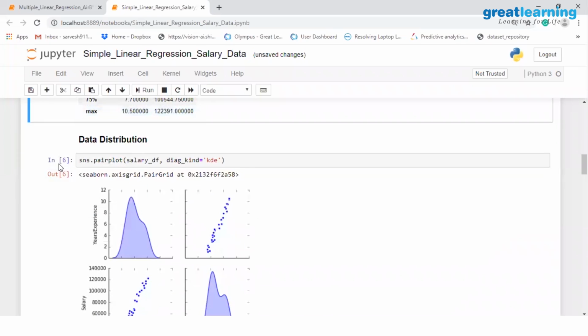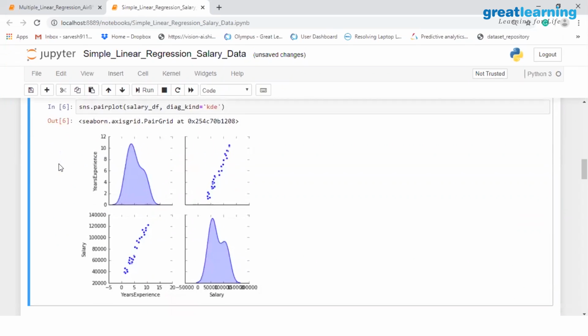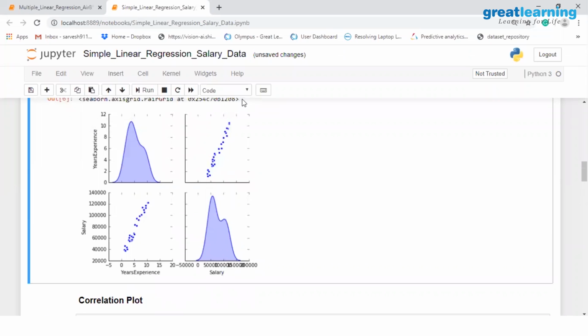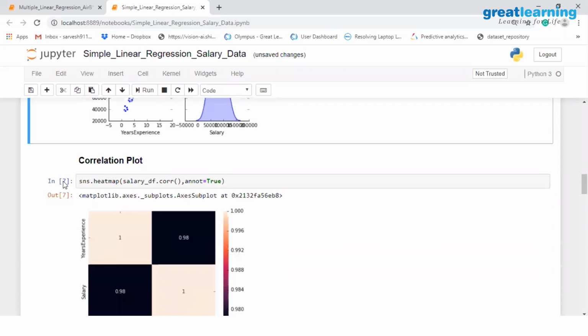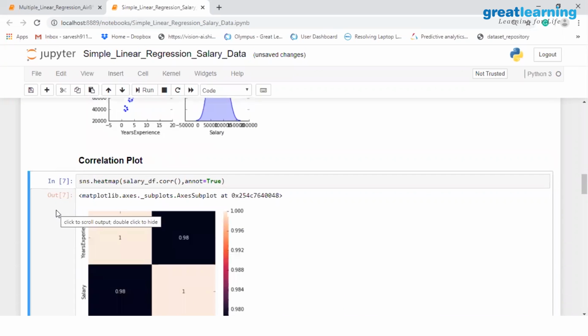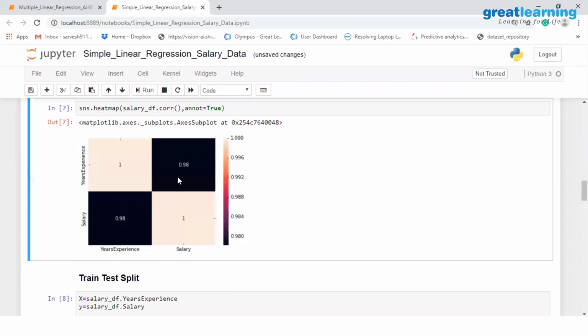To find the distribution, I use the command sns pairplot. Here we could see that the data is linearly distributed, right? And in the correlation plot, there is only one variable, so it is highly correlated. So is this correlation good or bad? It is good. Why? Close to 1. This is simple linear regression, so this correlation is good.